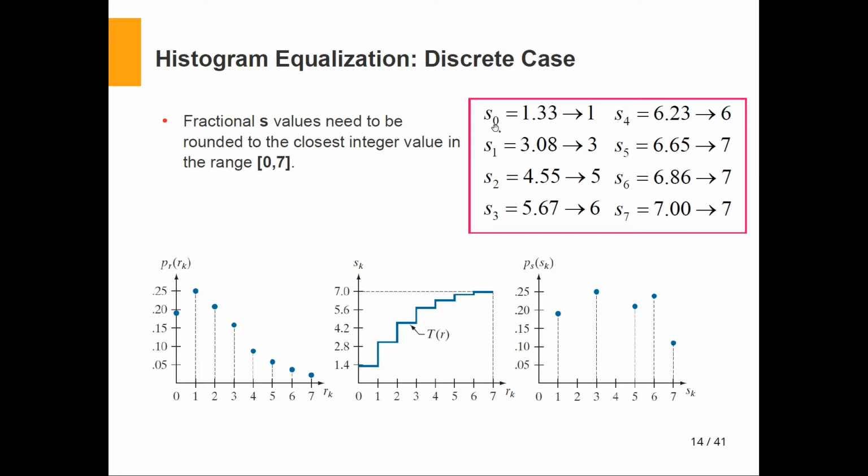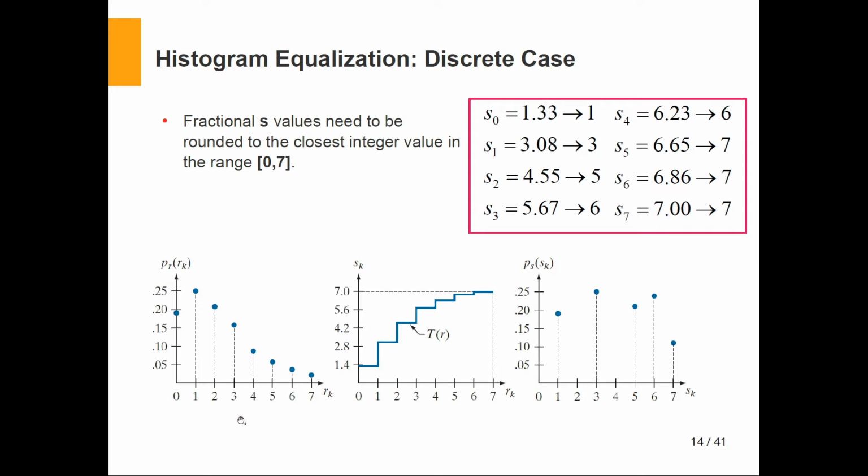So if you look closely, here we have basically the intensity value for the input image, and here we have the intensity value for the output image. So for example, if we have an intensity value of 3 in the input image, that will be mapped to an intensity value of 6. If we have an intensity value of 6 in the input image, that will be mapped to the intensity value of 7 at the output image.